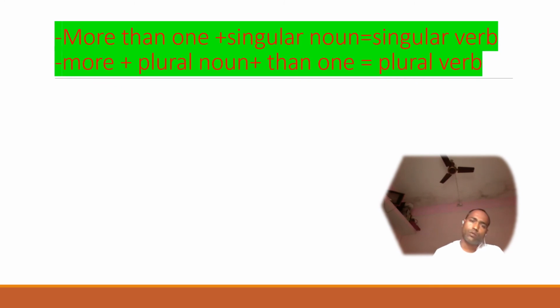See here another rule: more than one. See carefully, okay? More than one plus singular noun, singular verb. More and plural noun and then one. Here will be more than one and singular noun. Here will be more and plural noun and then one will be there. If this is the second case, more plus plural noun plus then one, plural verb. More than one plus singular noun, this is singular verb.